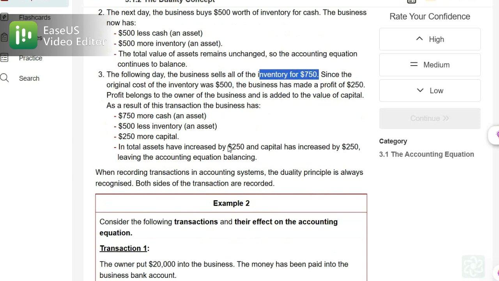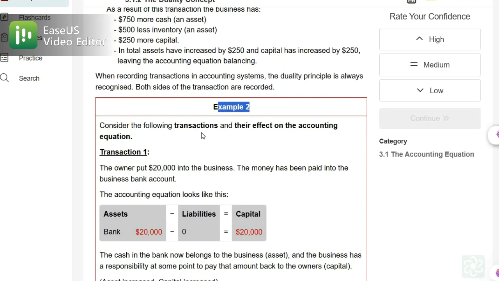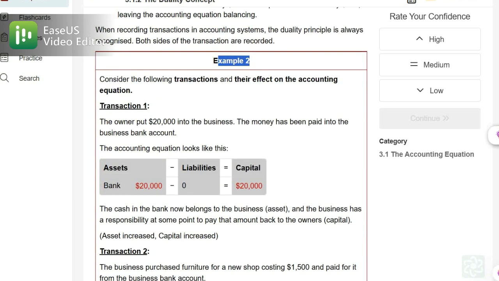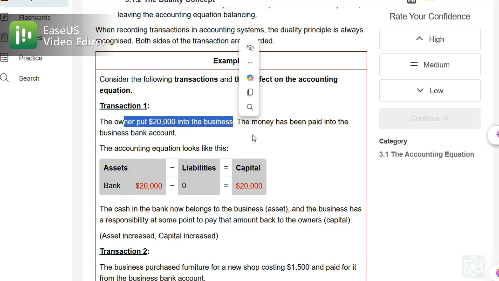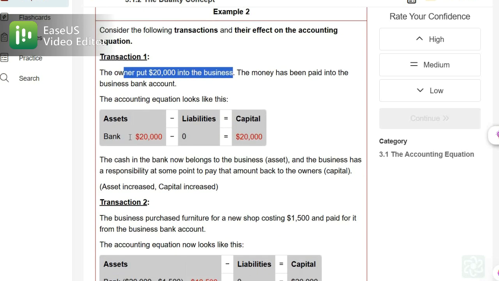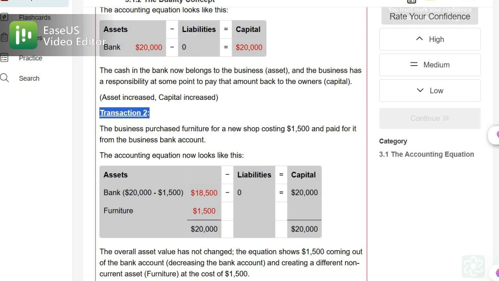Then here we have another example. Consider the following transactions and their effect on the accounting equation. In transaction number one, the owner puts $20,000 into the business. This means the bank, which is your asset account, and the cash is increased by $20,000, introduced by the owner of the business. So your capital is also increased by $20,000. Now the second transaction, transaction number two. What happened?